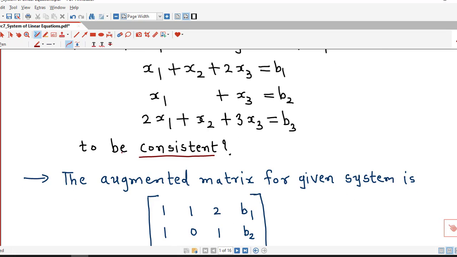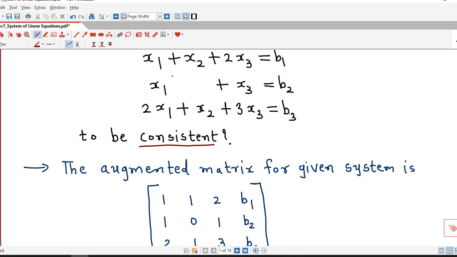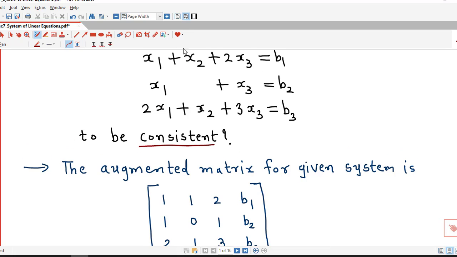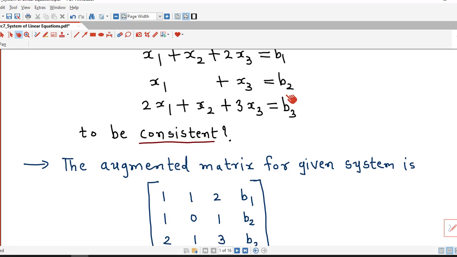First we write down the augmented matrix corresponding to the given system. So the first column corresponds to coefficients of x1, which are 1, 1 and 2. Then the second column for coefficients of x2, which are 1, 0 and 1. There is no x2 in the second equation, so we consider the coefficient of x2 to be 0, and here the coefficient of x2 is 1. The third column for coefficients of x3, which are 2, 1 and 3, and the last column corresponds to b1, b2 and b3.